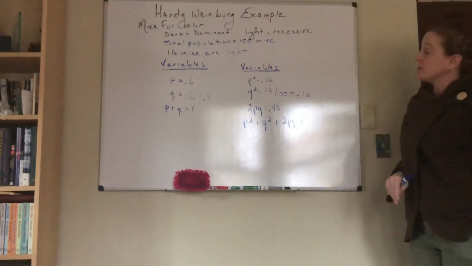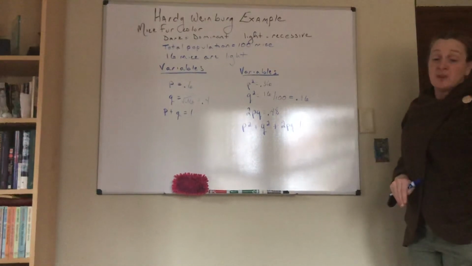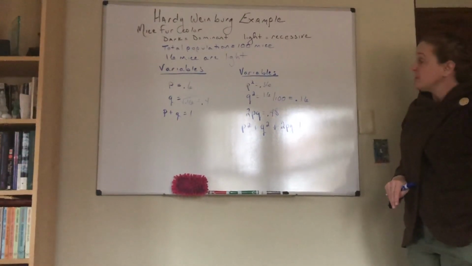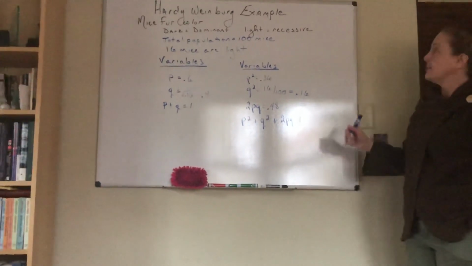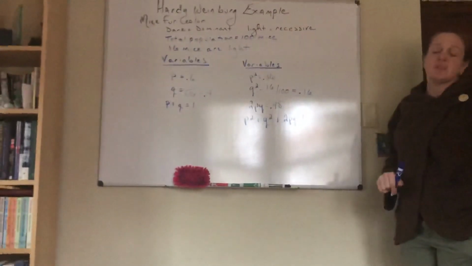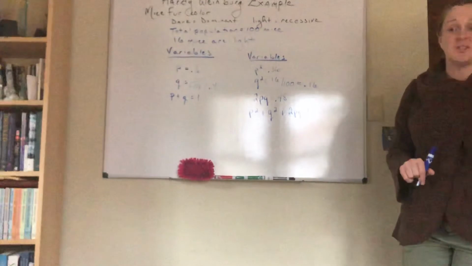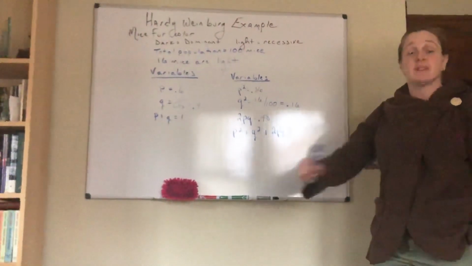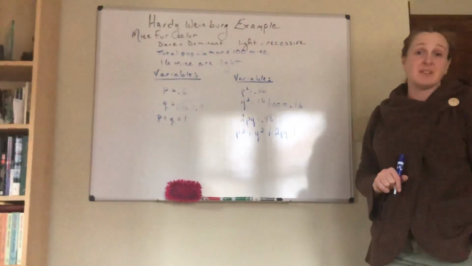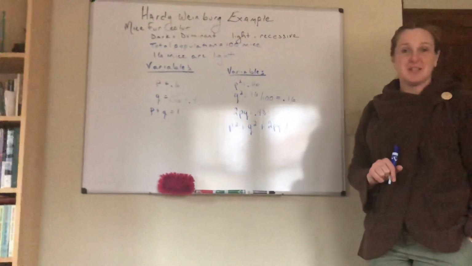36% of my population is showing me the dominant phenotype with a homozygous dominant genotype, and just 16% of my population is showing me that recessive phenotype and has a homozygous recessive genotype. Hopefully this makes sense. Make sure that you can do these calculations without a calculator. If you have any questions, please email me.